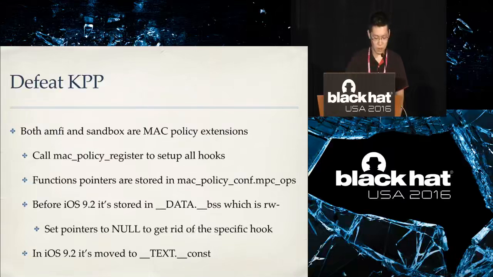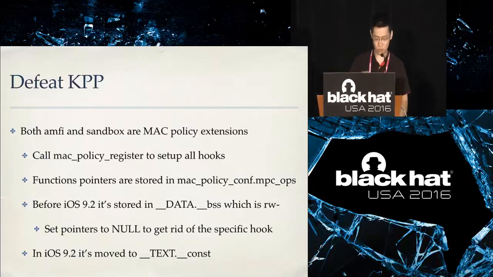Okay, so actually for the first jailbreak we released, we tried to patch MFI and the sandbox. As we all know, both MFI and the sandbox are actually Mach policy extensions. That means they call mac_policy_register to set up all the hooks, and they check the privilege in the hook functions. All the hook function pointers are stored in the structure called mac_policy_conf and mac_policy_ops. There's a long list of function pointers stored here. So you can guess what?